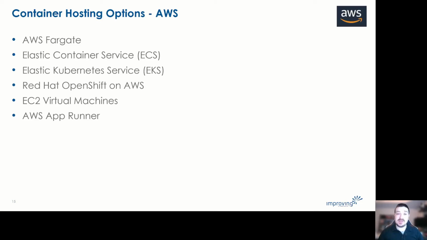There's the Elastic Container Service, Elastic Kubernetes Service. Again, your full, in your control Kubernetes service on AWS. They have a Red Hat OpenShift service as well. You can run these just like on Azure VMs. You could run these on EC2 virtual machines in AWS, and AWS App Runner is another service. They also have about 50 other services that ancillarily tie into running container workloads in AWS. So a lot of different options, with Fargate, as I mentioned, being the closest analog to Azure Container Apps.